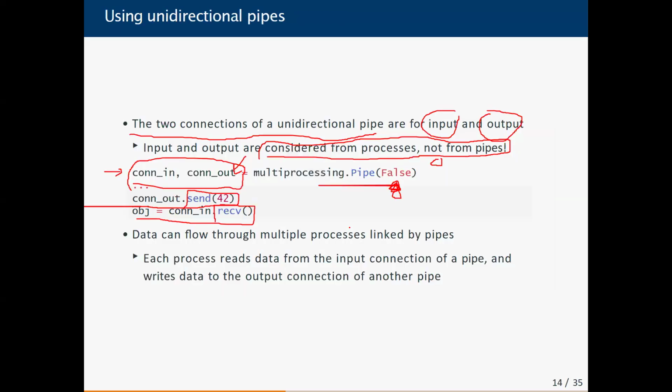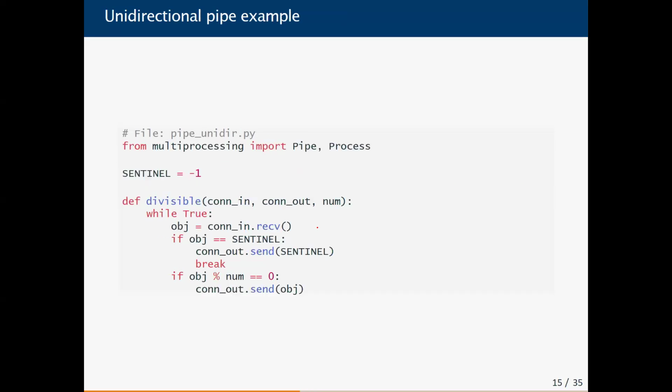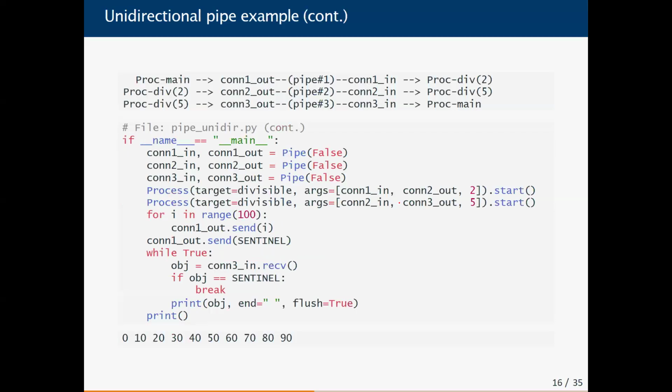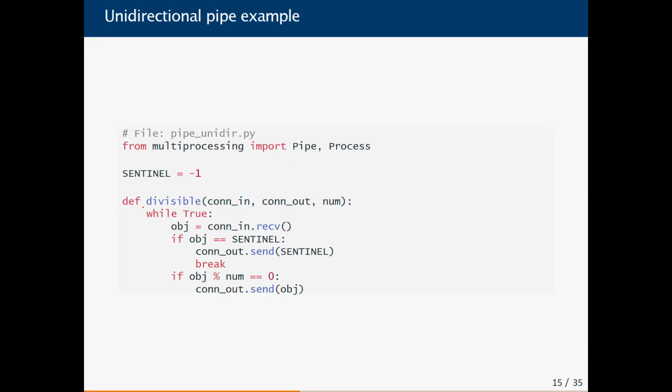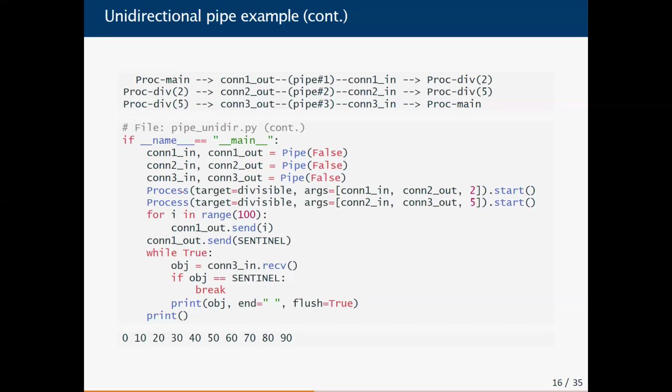So here again, we have several processes. This time we are going to check if one number is divisible by 2 and 5 or not. Here is a function just to check if the message, the value, can be divided by the number that you define here. A very simple program. If it can be divided by the number that we defined here, then we send the message. If it is not divisible by that number, we will not send the message. So let's look at the main function.